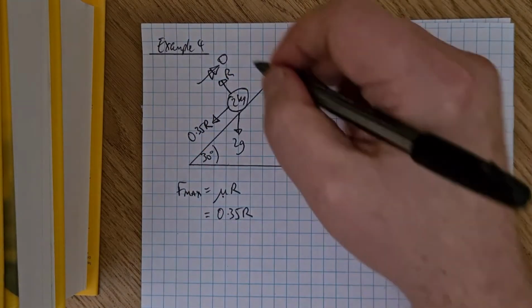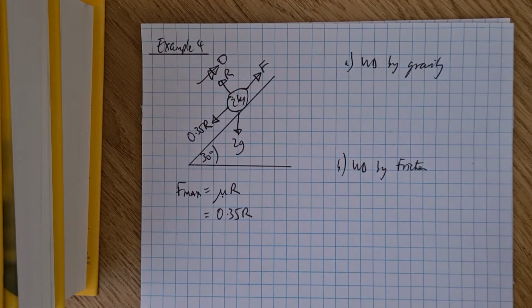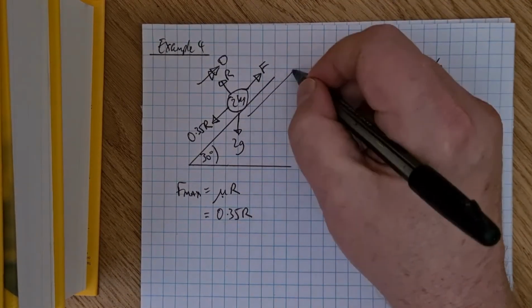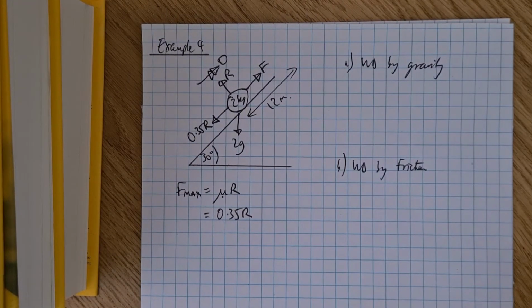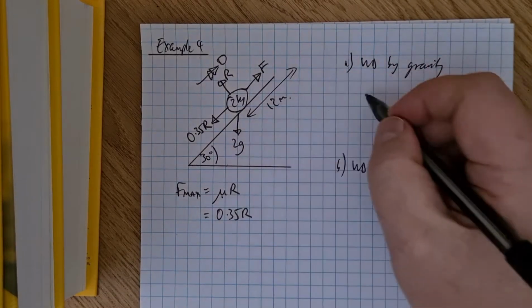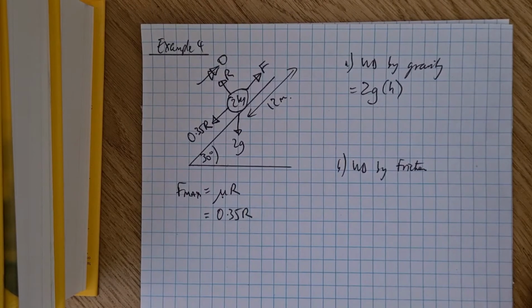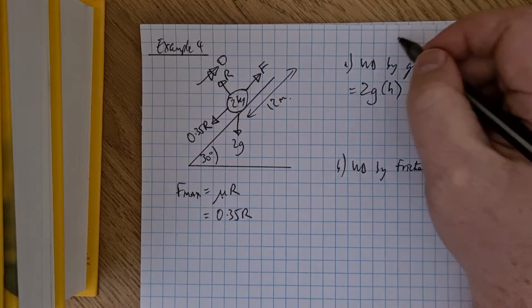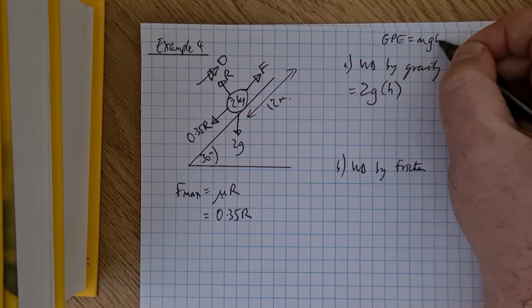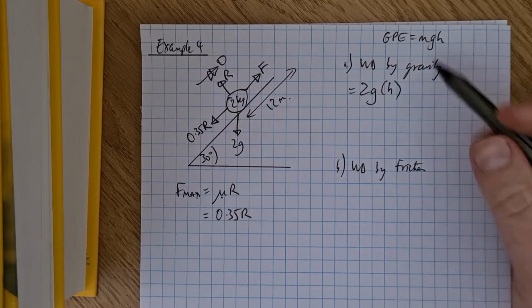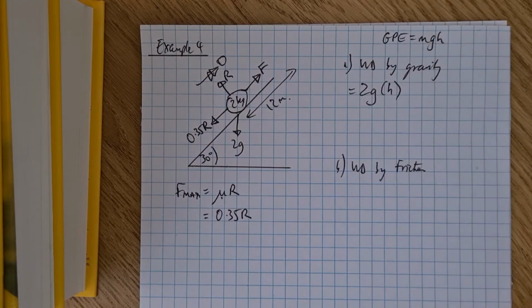And again, our driving force is pulling it up the plane. Now it's pulled a total distance of 12 meters. So if we're looking at work done by gravity, well, the gravitational force is going to be 2g multiplied by h. Now, just as a point that we're going to be looking at in the next couple of videos, you'll probably recognize that gravitational potential energy is mgh, and you'll see the similarities here, because obviously the gravitational potential energy is the work done by our gravitational force.